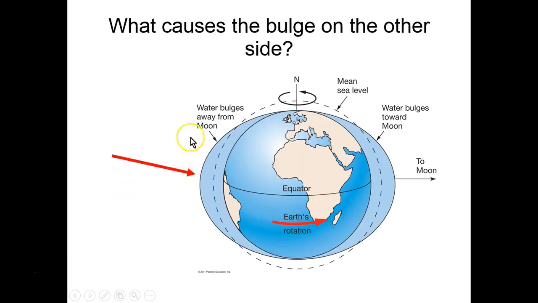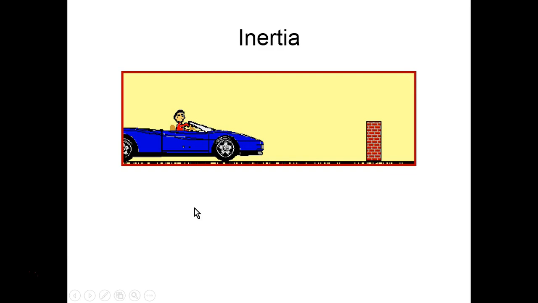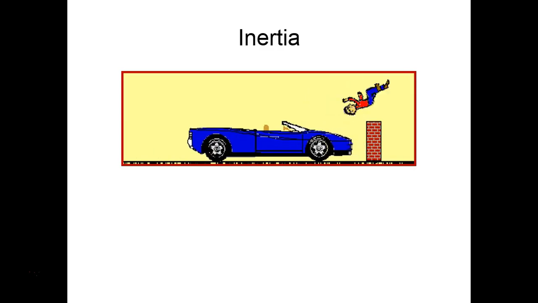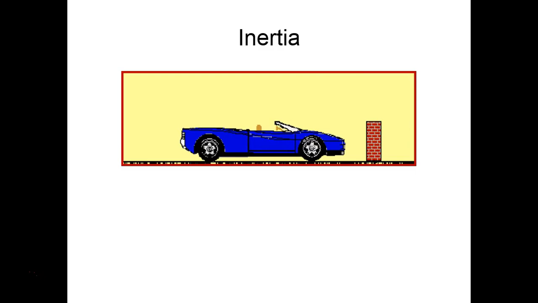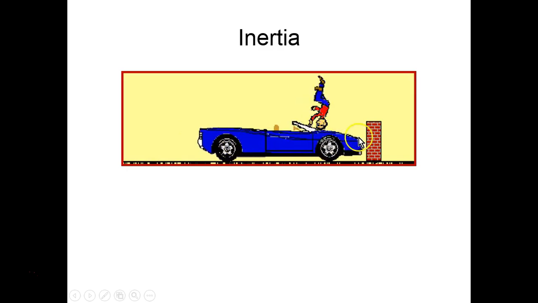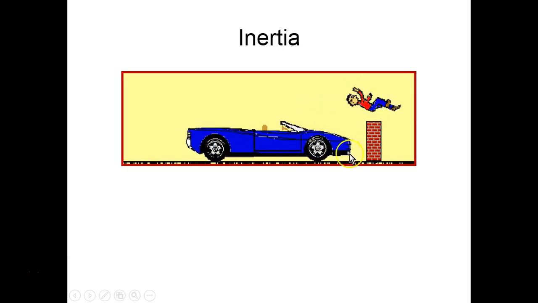So why is there a bulge on the opposite side of the Earth from where the moon is facing? For that one, that's caused by inertia. Okay, and that's the reason why in this image, this person who's driving this car crashes into the brick wall and flies out of it.